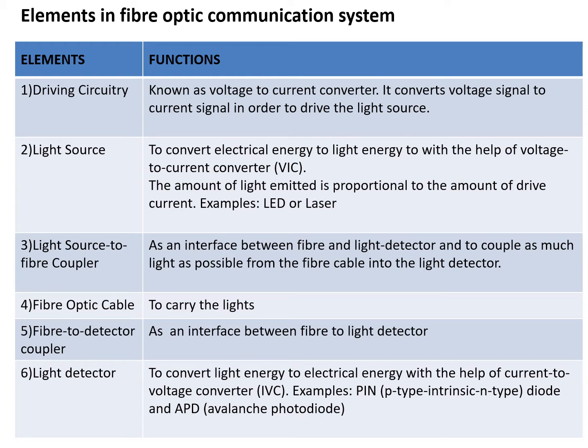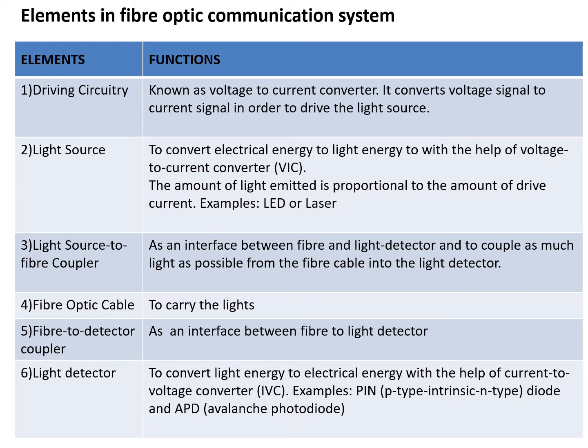Number 2, light source. Examples of light sources are LED or laser. The light source will convert electrical energy to light energy with the help of the voltage to current converter. Number 3, light source to fiber coupler. It is just an interface between the light source and the fiber itself.